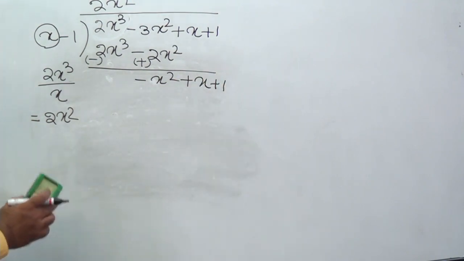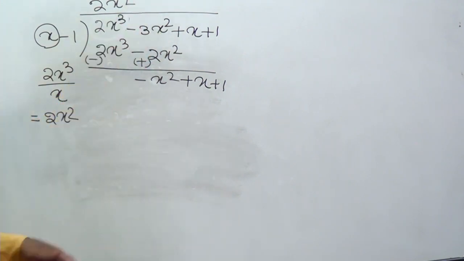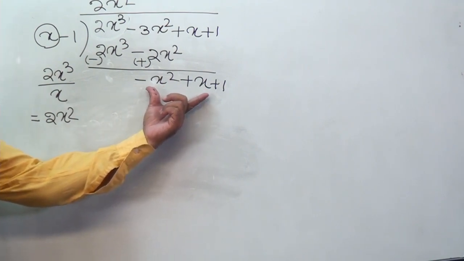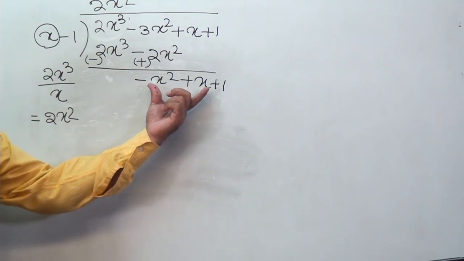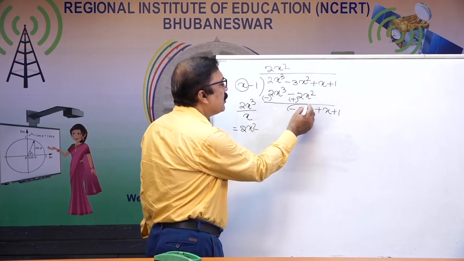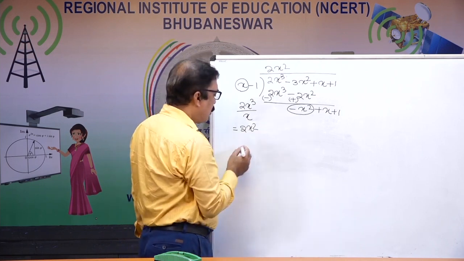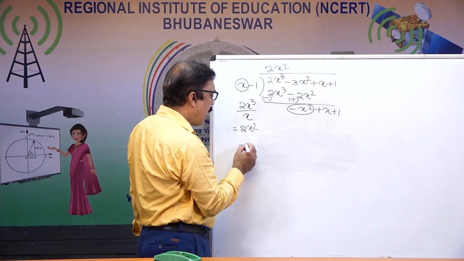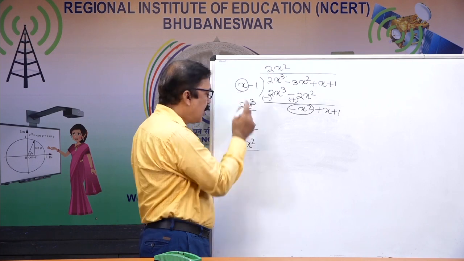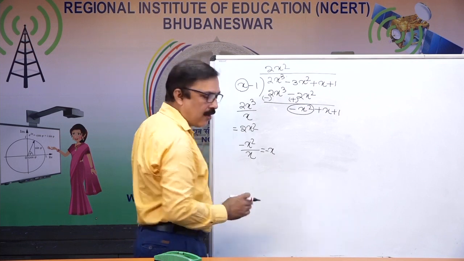Now to find the second term of the coefficient, we have to consider this remainder as the dividend, the new dividend. So to get the second term, consider the first term of the new dividend. We have to divide minus x square by the first term of the divisor, that is x, which gives minus x.